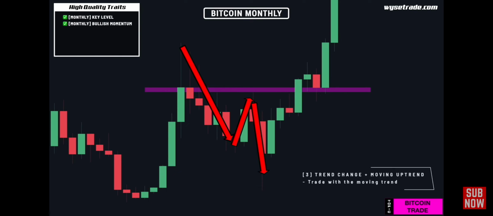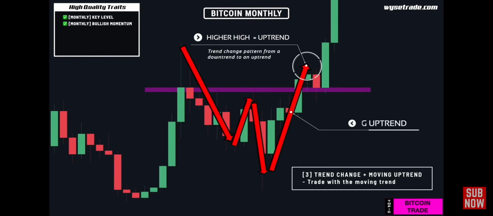Next, price was in a clear downtrend before price made a higher high, which shows a clear trend change pattern and a clear moving uptrend.